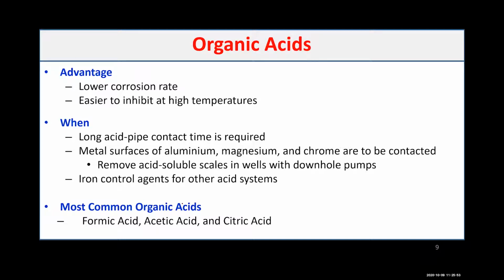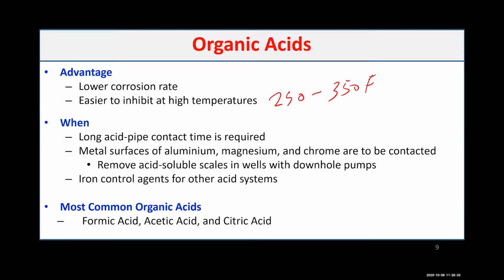The advantage is they have a lower corrosion rate. They do not react as much with the tubes, so they do not reduce the integrity of the tube. Also, we can easily inhibit them. We can add a slight amount of corrosion inhibitor, and we can use them at high temperature. Organic acid is used extensively between 250 Fahrenheit up to 350 Fahrenheit without any issue.